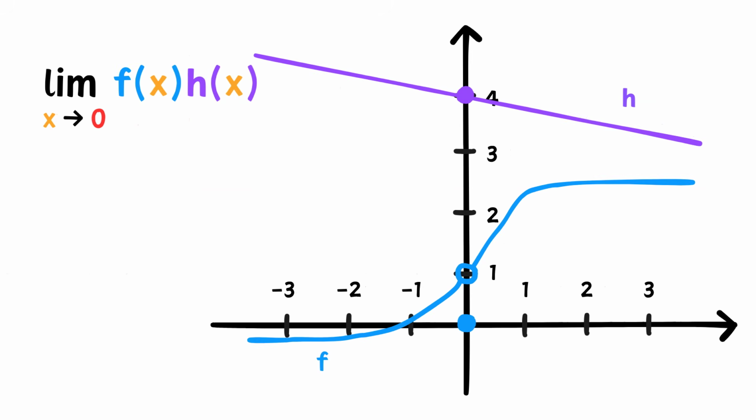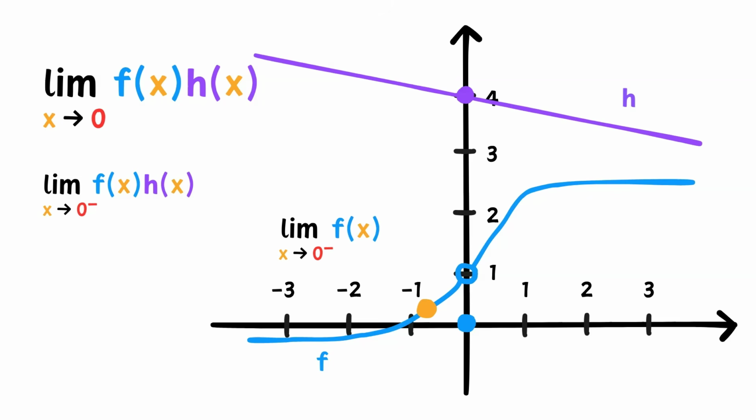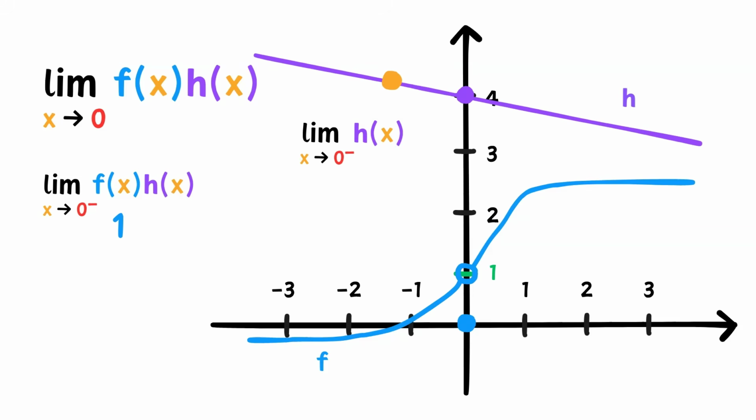In this example here, we have a product of functions. Let's approach this just like we're approaching any other limit. First, let's find the limit from the left. To find the limit of a product of functions, we can just find the limits separately and then multiply at the end. So the limit of f of x as x approaches 0 from the left is 1. The limit of h of x as x approaches 0 from the left is 4. The product of 1 and 4 is 4. So the limit of f of x times h of x from the left is 4.